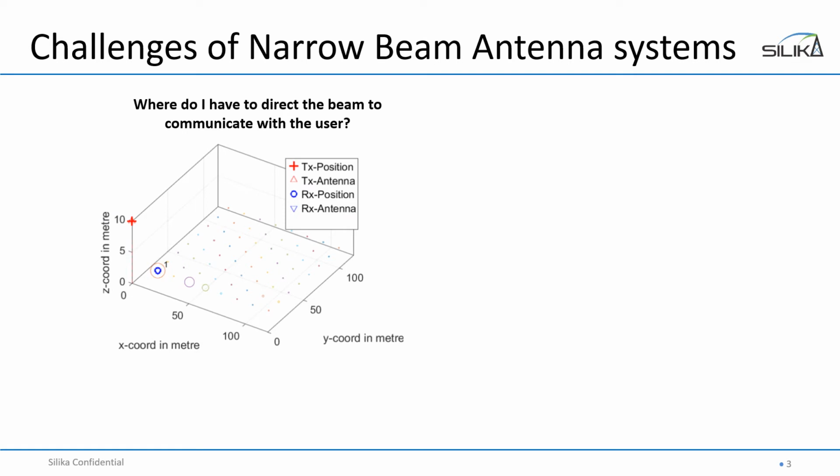We do not know where to point our beam, since this depends on the user's position as well as on the scenario. There are multiple solutions, like a channel estimation, as well as an SNR comparison by doing a scan or using a fixed beam solution.